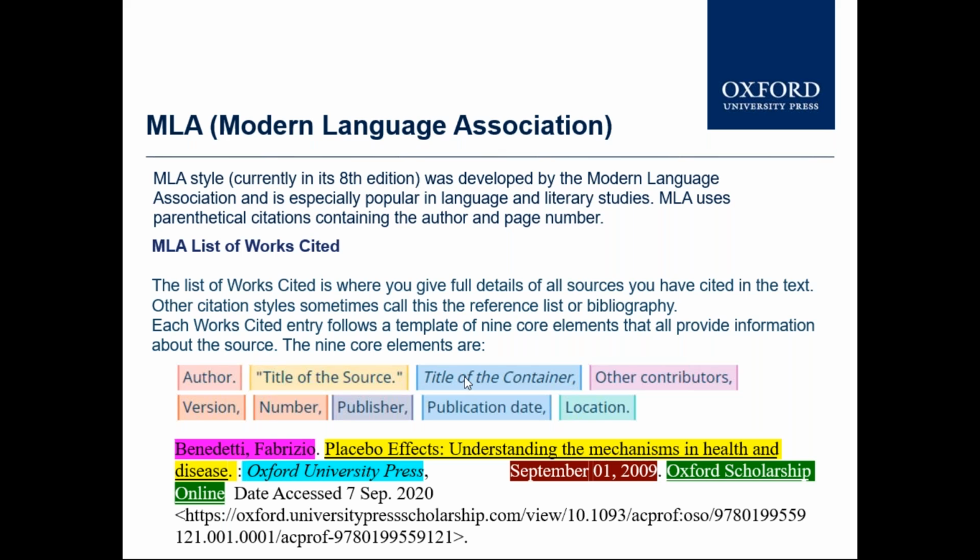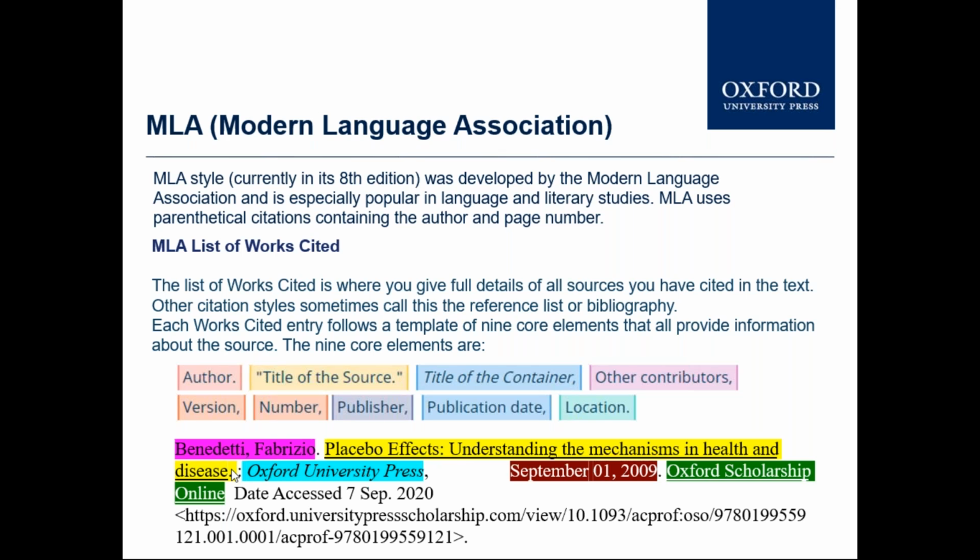the title of the container, that means the name of the book and the chapter. Other contributors, if there were other authors in it, which version of the book it is, number, who's the publisher, which date was it published, and the location. These are the 9 core elements. So you see, this is an MLA style that I've taken. This is the name of the author, it's the name of the chapter, the book, and this is the chapter. Separated by a colon.